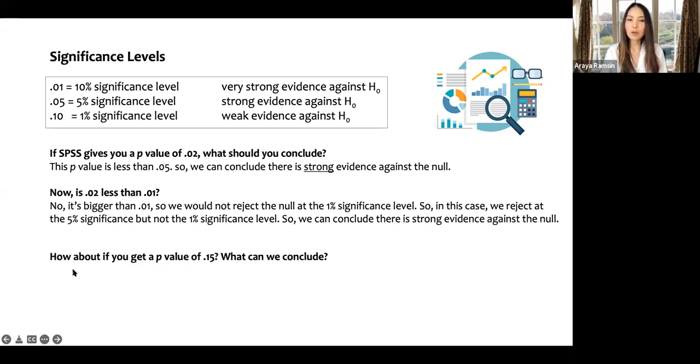Okay, so how about if you get a p-value of 0.15, what can we conclude? How can we conclude if we get the value of 0.15?